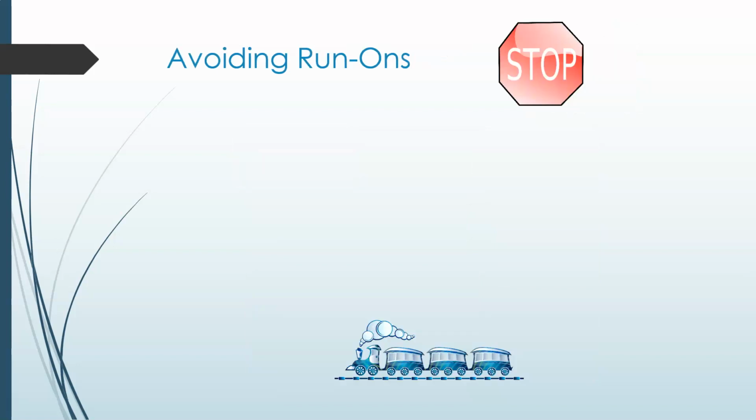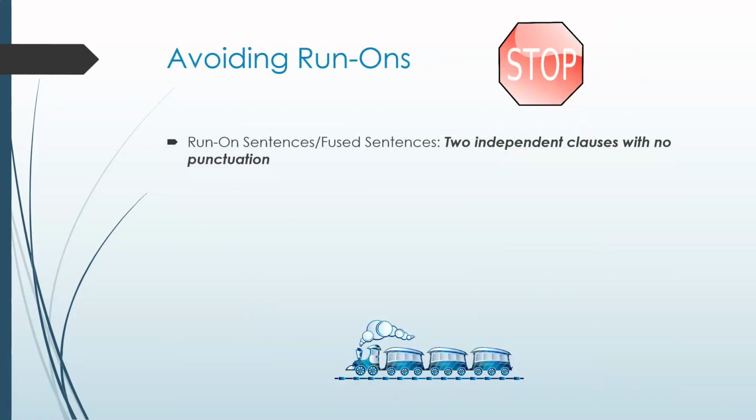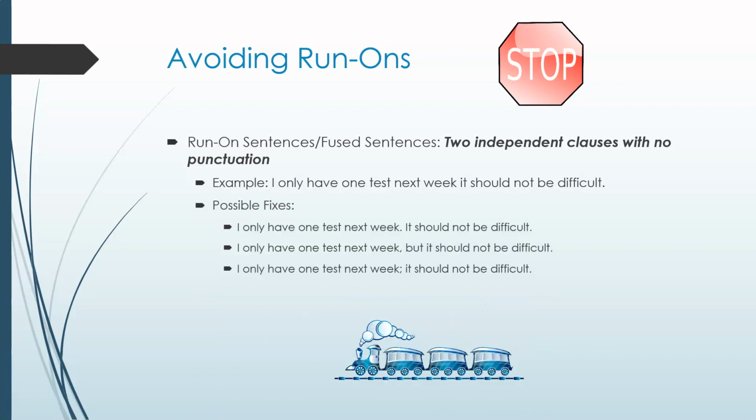The first type of common error is the run-on sentence, also known as a fused sentence, where two independent clauses are joined with no punctuation at all, such as in this example. Since there are three possible correct ways to join two independent clauses, there are three possible ways to fix the error: add a period and make it two sentences, add a comma and coordinating conjunction, or add a semicolon.